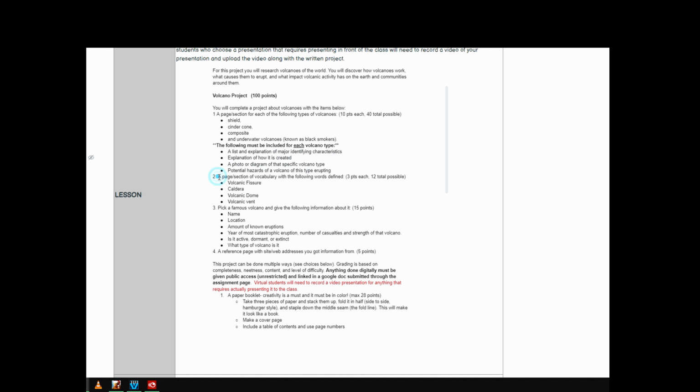Section 2 is going to be your vocabulary section, and this section is 12 points total possible, 3 points per word, and you're going to tell me for each one of those words, just explain it to us.